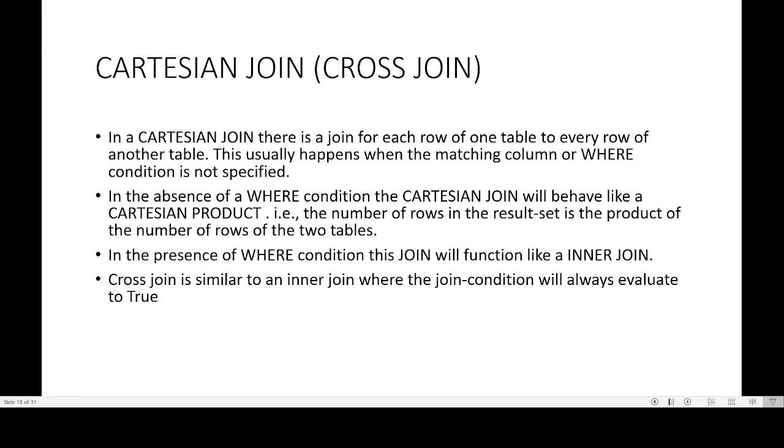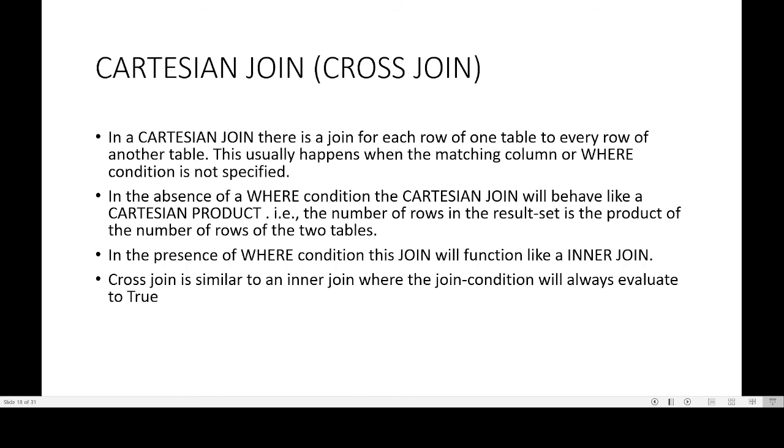Now we have another join called the Cartesian join. It is also called a cross join. When we talk about a cross join, each row of one table is joined with every row of the other table. This usually happens when the matching column or where condition is not specified. If the where condition is not there, the Cartesian join behaves like a Cartesian product, that is, the number of rows in the result set is the product of the number of rows of the two tables.